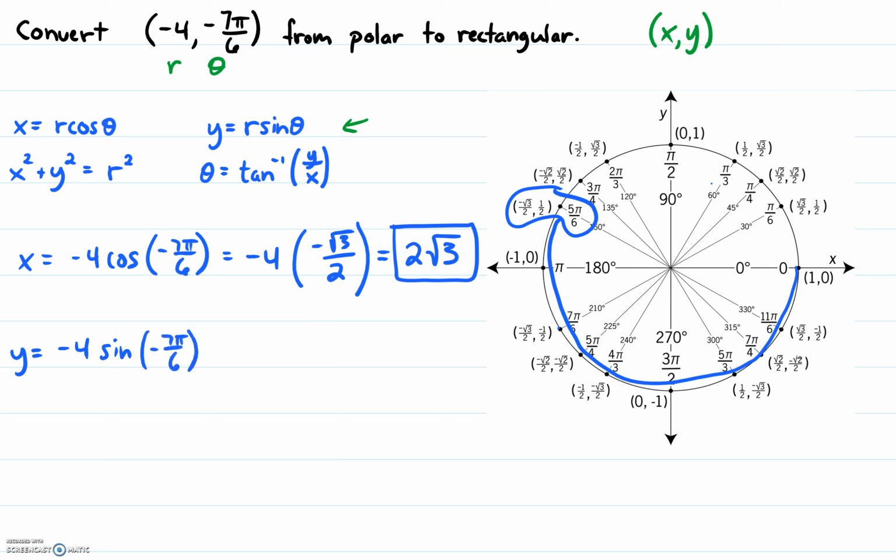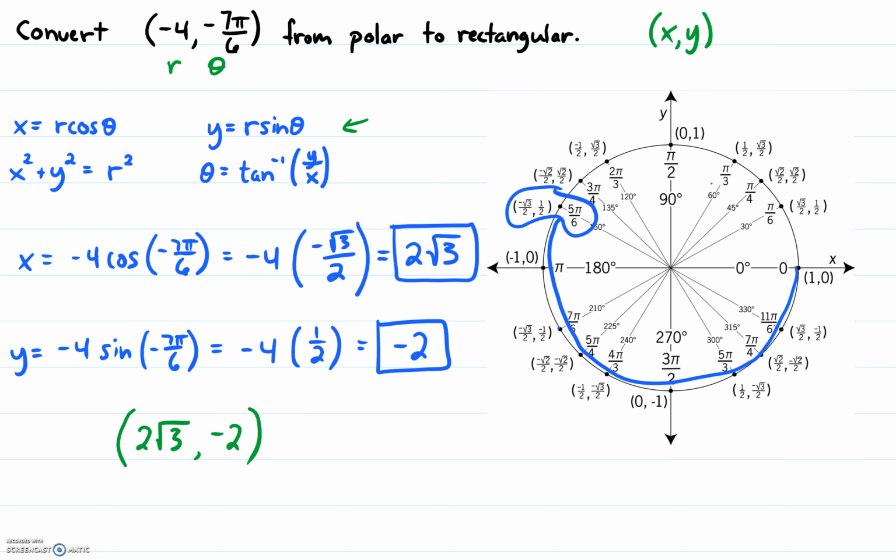The nice thing about these problems is they use the same angle. So once we have it circled, we just know that we want to switch out the sine of -7π/6 for our y value at that point. So we'll have -4 multiplied by 1/2, and -4 times 1/2 is going to give us -2. That gives us our y value. Therefore, our answer, the x and y, are going to be 2√3 as the x value, and -2 as our y value.